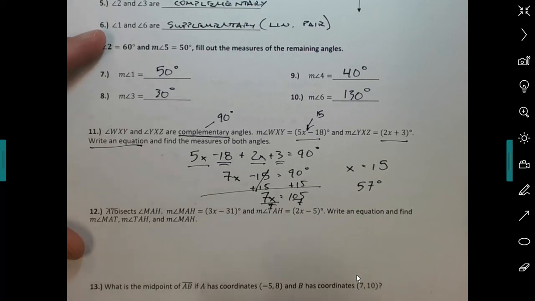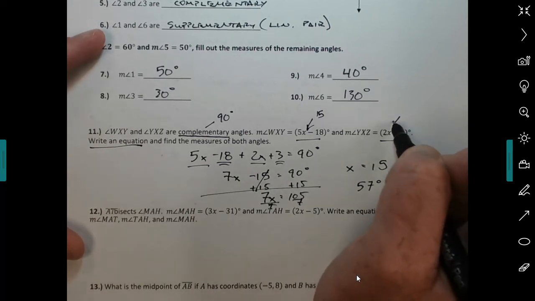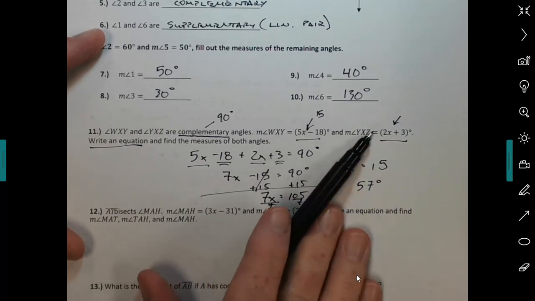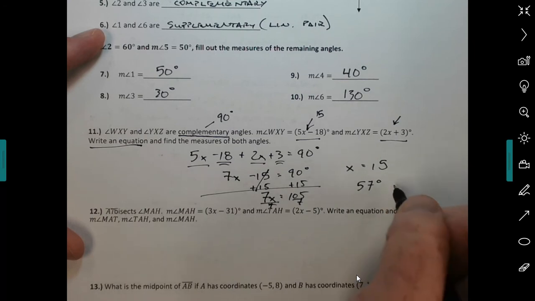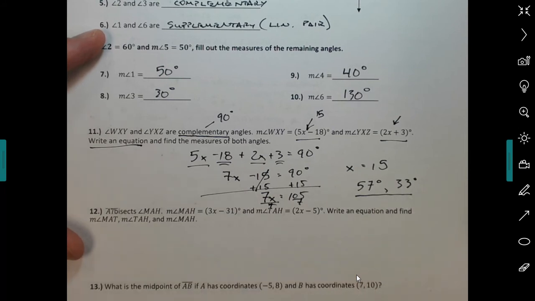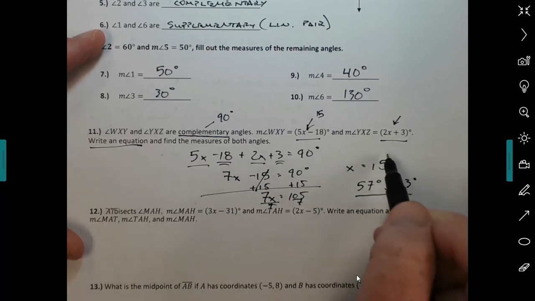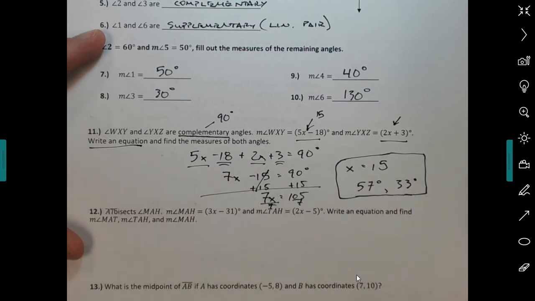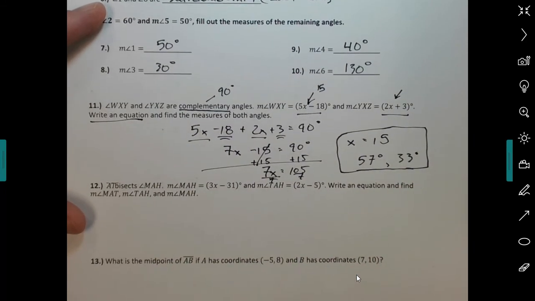Okay, my other angle, again, plug in 15. 2 times 15 is 30, plus 3 gives me 33 degrees. And the good news is these two do add up to 90 degrees, so everything's looking pretty good. All right. Doesn't look like this one is too readable.